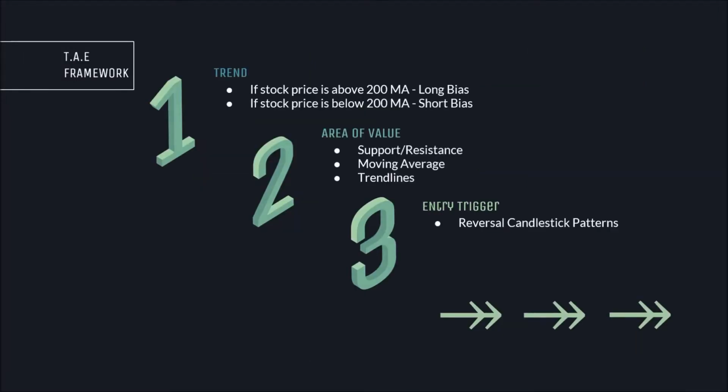Okay, let's go over everything again. Check out trend. If the stock price is above the 200 MA, you should have a longer bias. If the stock price is below the 200 MA, you should have a shorter bias. Then check out the area of value. Check your support and resistance, trend lines, and moving average. The closer the stock price is to the trend line or the resistance, the more in value it is. Lastly, check the entry trigger. See if there are any reversal candlestick patterns and see if your time to buy is right now.